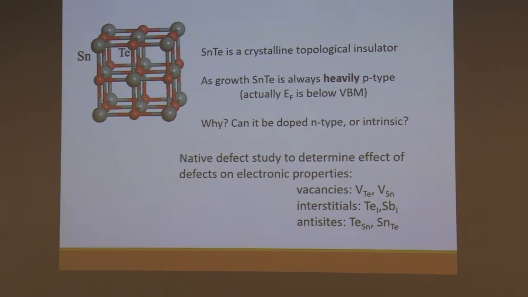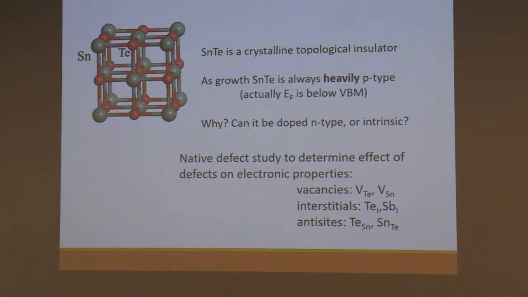So, another example: a native defect study on tin telluride. People are interested in tin telluride because it's a crystalline topological insulator. But as grown, they always find it to be heavily p-type. When I say heavily p-type, I mean the Fermi level is below the valence band maximum. So it's heavily p-type.